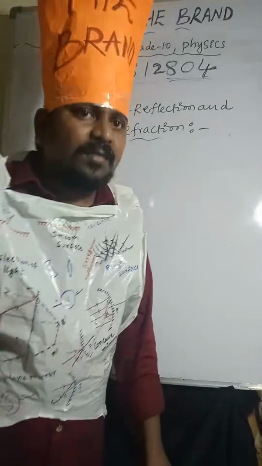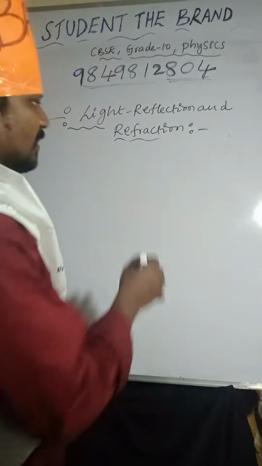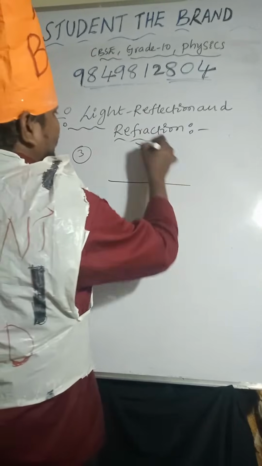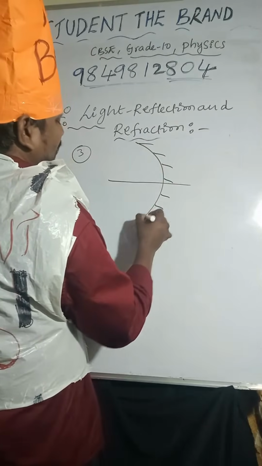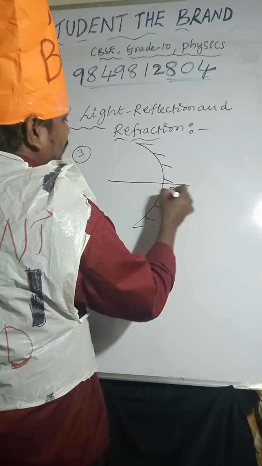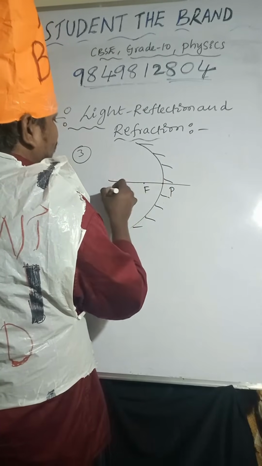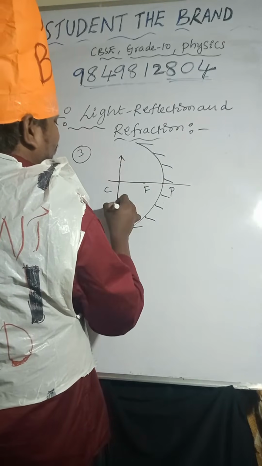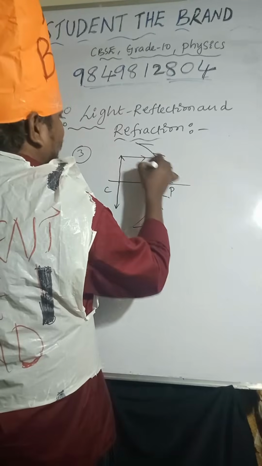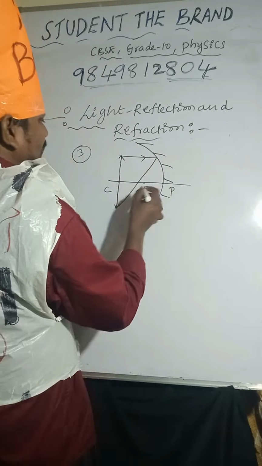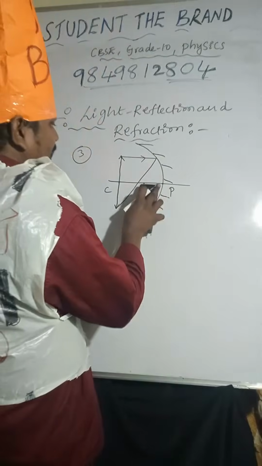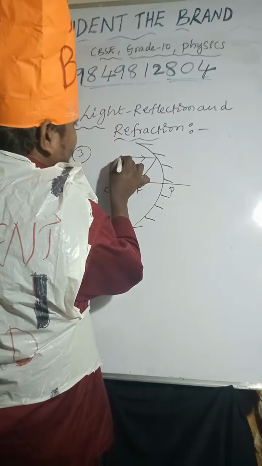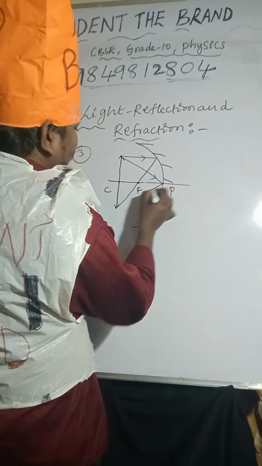So coming to the third one, object is placed at center of curvature. So this is the pole, focus, center of curvature. Object is placed at center of curvature. One light ray I am taking like this, it passes through focus. Okay, so this is the focus. And the light ray incident at the pole reflects back.